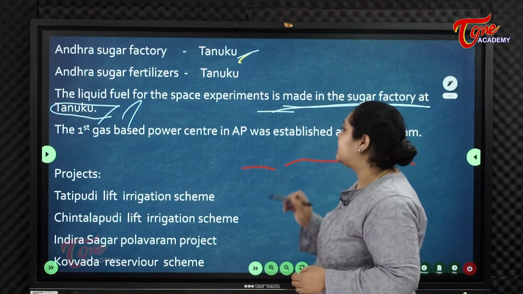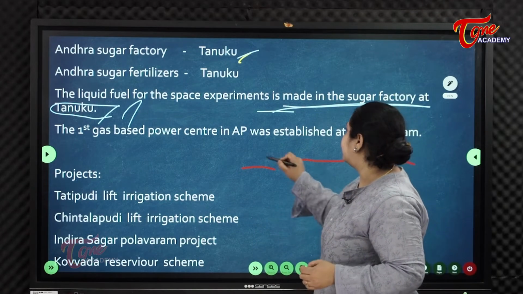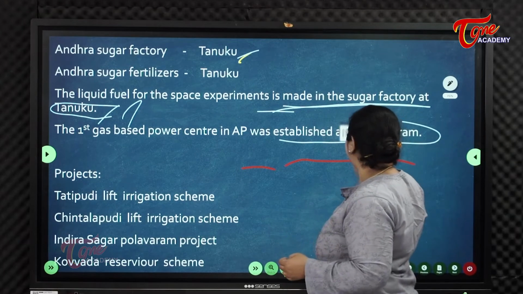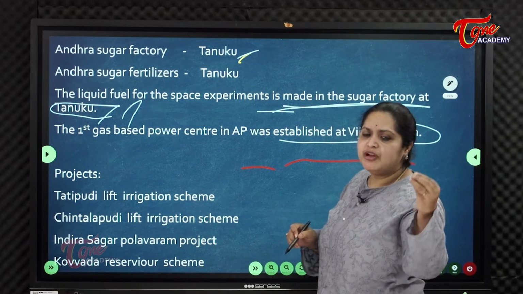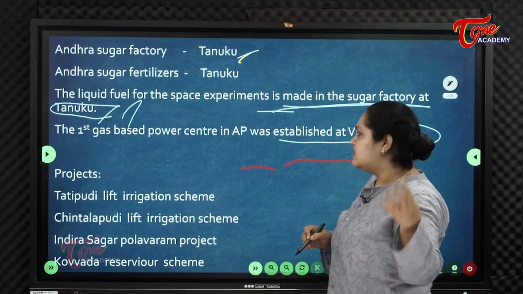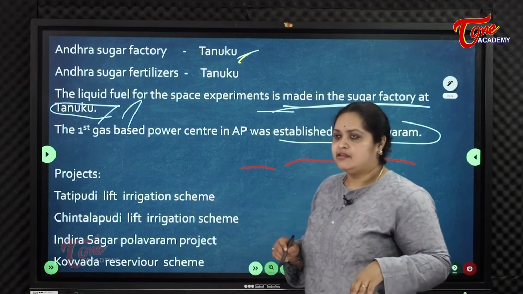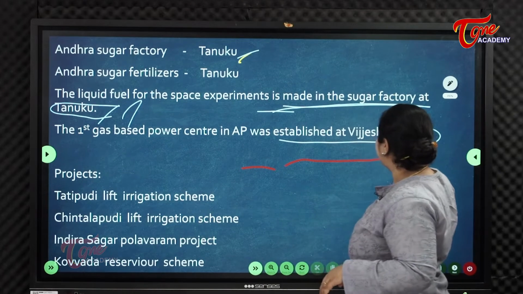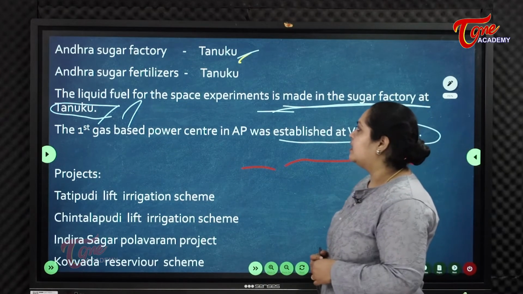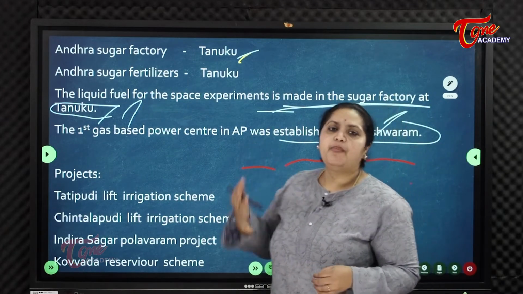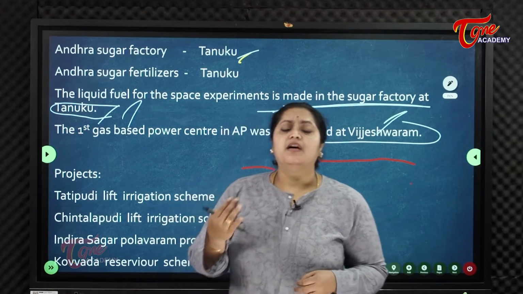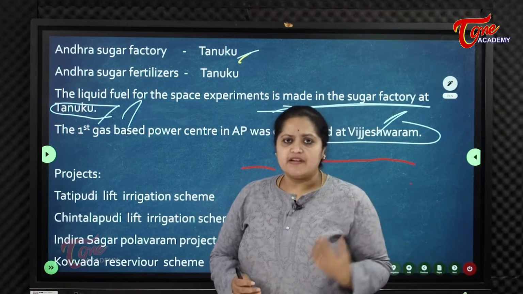The first gas-based power center in AP was established in Vijayeshwaram. Already we have seen the natural gas-based thermal power plant under the public sector is in Vijayeshwaram of this district only. So these are the important industries of West Godavari district.